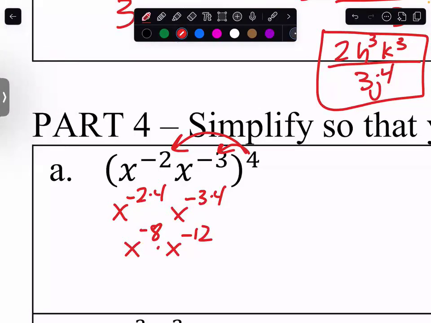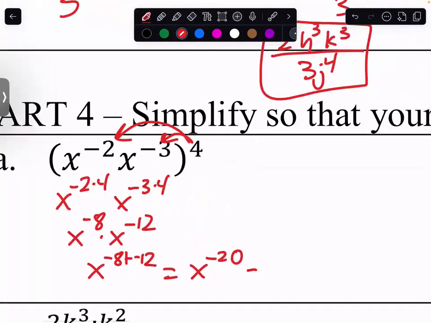Then when you multiply two terms with the same base, you add their exponents. Okay, and now that you have a negative exponent, it needs to move to the denominator. Okay, so 1 over x to the 20th.